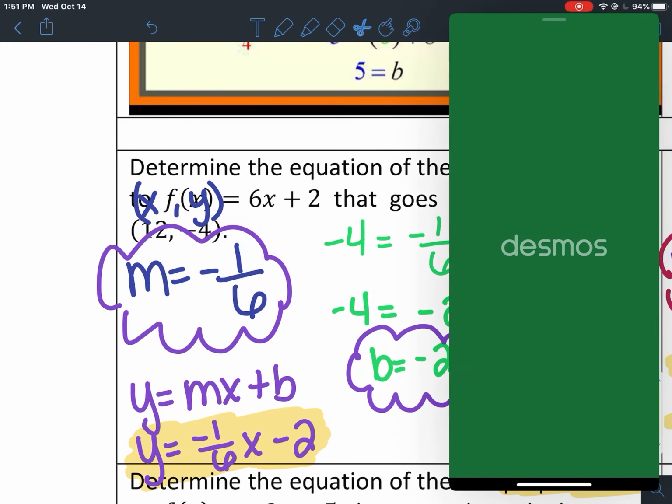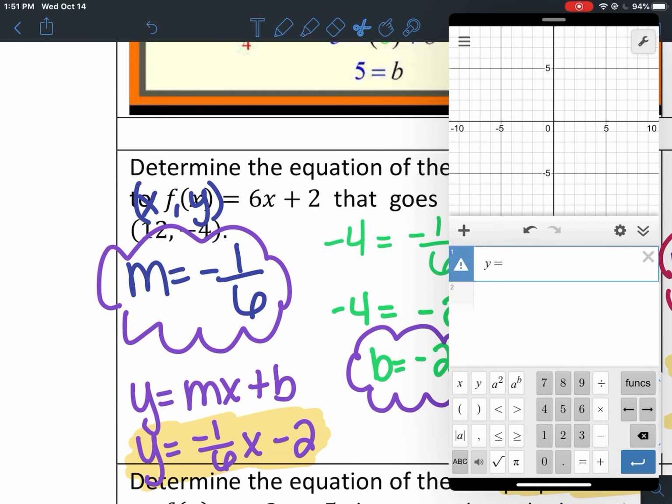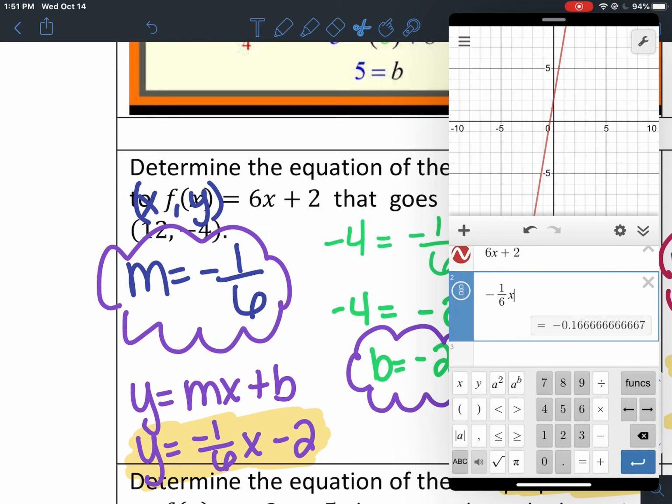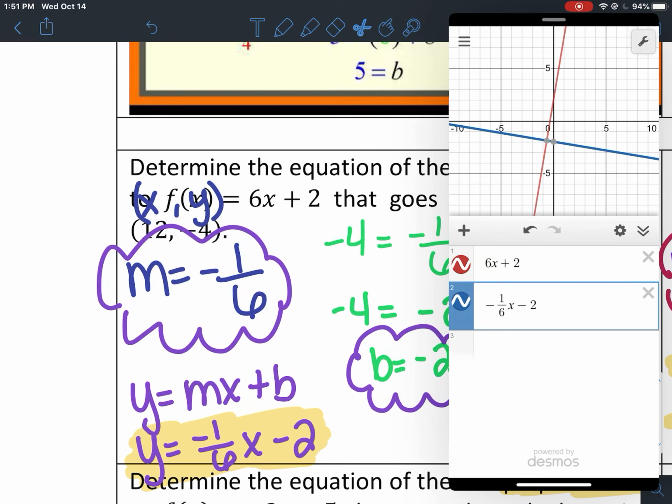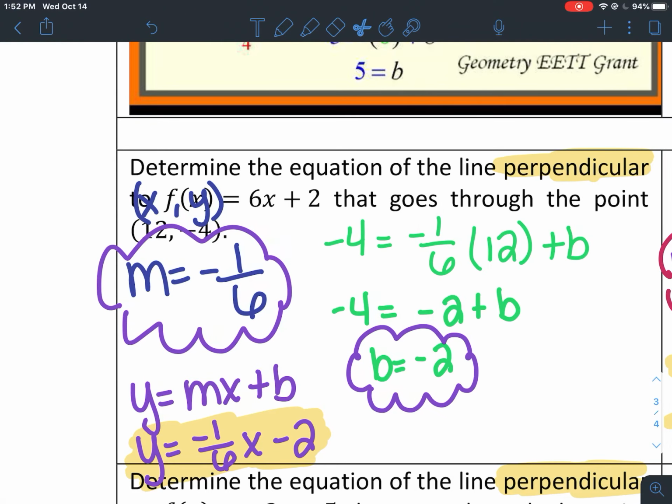And if I wanted to look at that on Desmos, just to make sure that I'm correct, I can quickly just graph both of those. I actually don't even need y equals. I can just go 6x plus 2, and then negative 1/6 x minus 2. Okay, and then I can see if I zoom in a little bit that yes, those do intersect. It seems to be a 90-degree angle. I'm just going to go with it that it's 90 degrees because it looks like it. You're not really allowed to assume, but just for now, we can assume that it's 90 degrees. So yes, they're perpendicular. I think I did all of my work correct. So I'm going to move on.